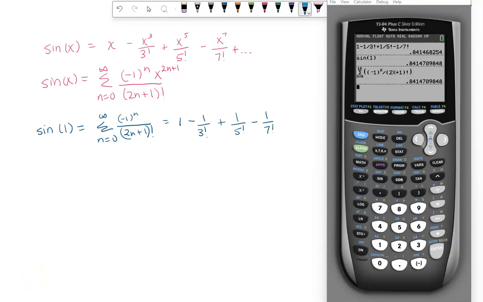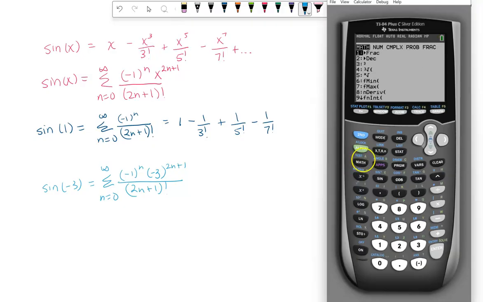So let's suppose that we are trying to evaluate the sine of -3. So the sine of -3, according to our series, well, I would still have -1 to the power of n, but this should be a -3 to the power of 2n plus 1 over 2n plus 1 factorial. So we could list out a few terms and calculate, but let's just go ahead using the summation feature in the calculator. So again, the newer operating systems have this.